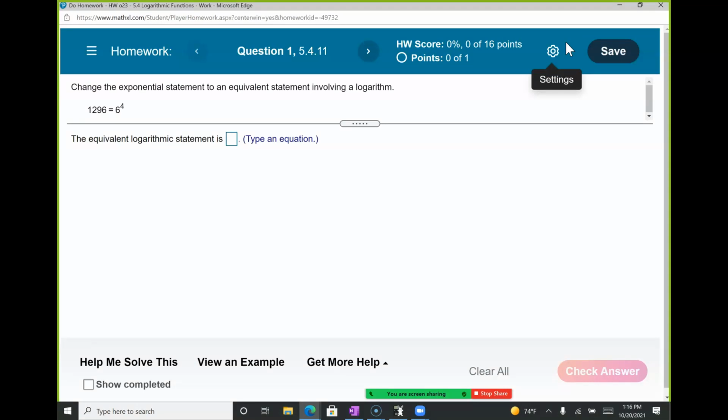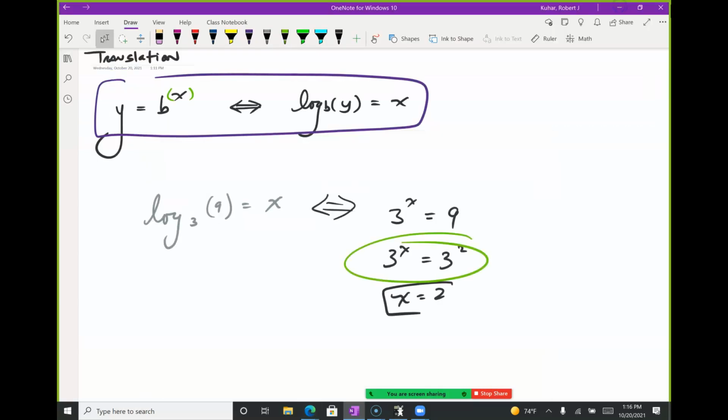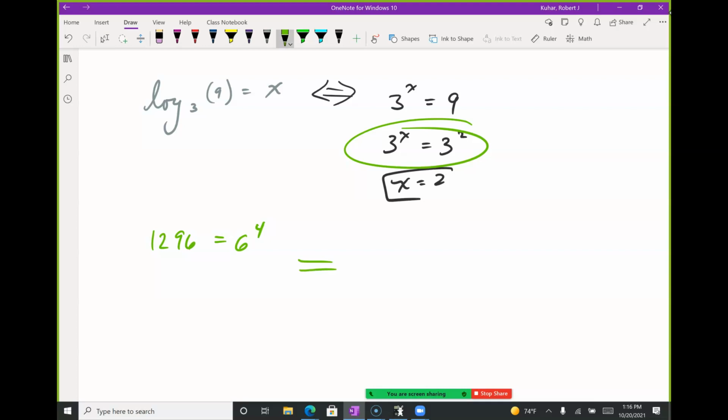There's nothing to do here. I can do 6 to the 4th on my calculator. 6 raised to the 4th power is 1296. So there's nothing to do here, but we want to get used to doing this translation. So 1296 is 6 to the 4. How do I rewrite this as my translation?